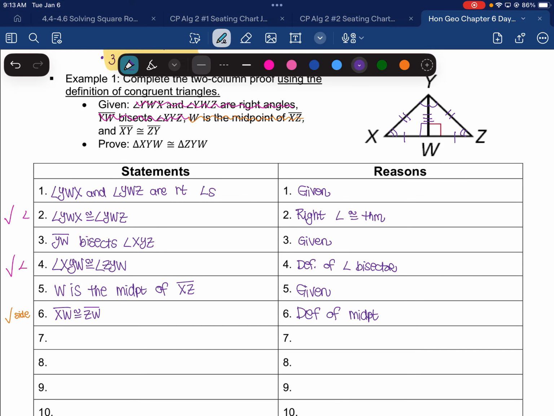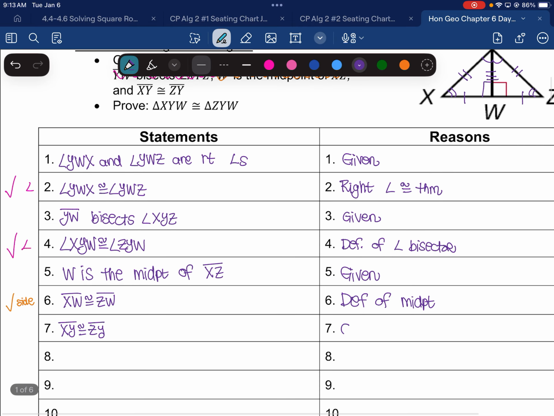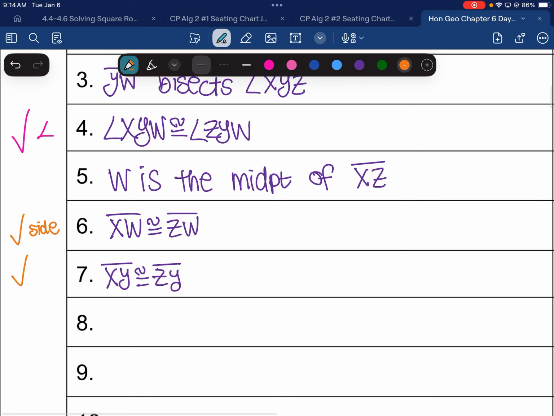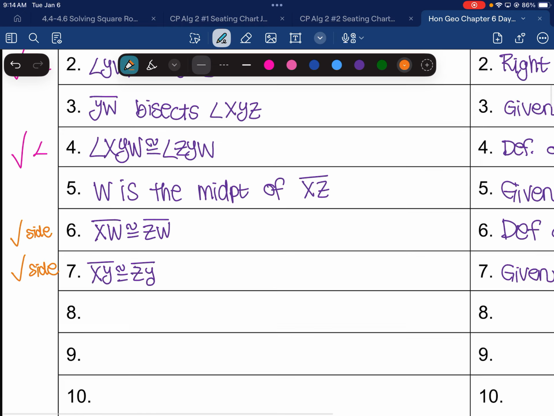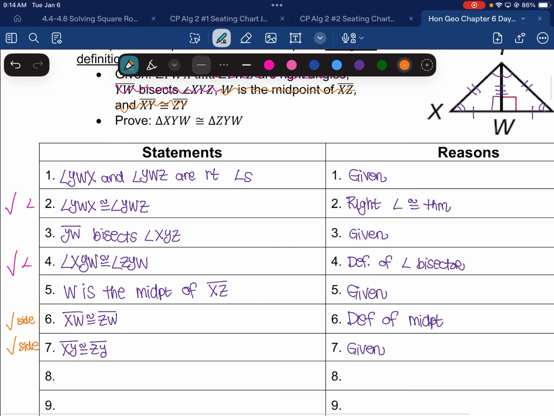Okay, my last piece of given information says that segment XY is congruent to segment ZY, and that's given. And that was straight up, you could mark that on your picture as congruent sides. There's nothing you need to pull from it. That is your second pair of congruent sides. Are you with me? And now you're done with your given information.